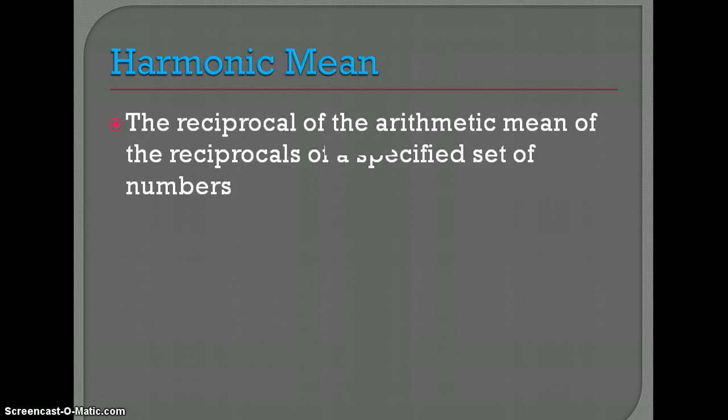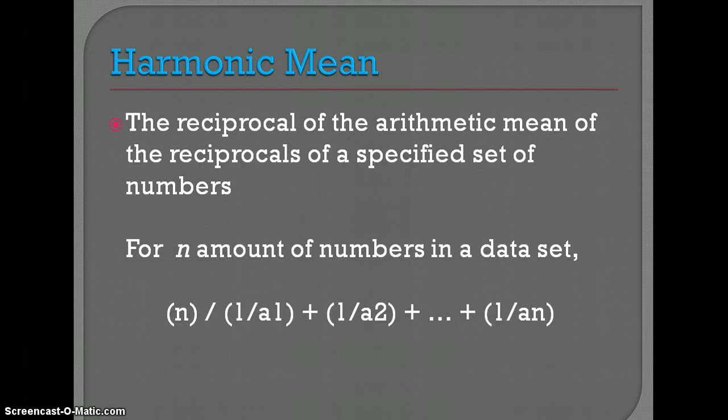Harmonic mean. Harmonic mean is the reciprocal of the arithmetic mean of the reciprocals of a specified set of numbers. So for n amount of numbers in a particular data set, the harmonic mean is n over 1 over a1 plus 1 over a2 plus, and so on, going all the way up to 1 over an, where a1, a2, an are just each number in the data set, n meaning the last number in that data set.